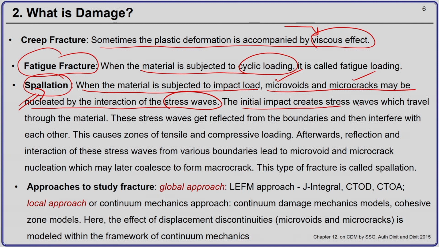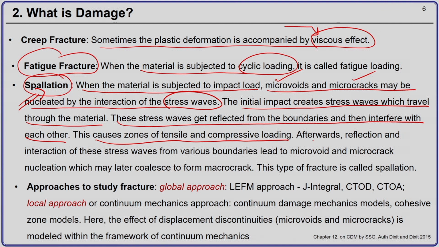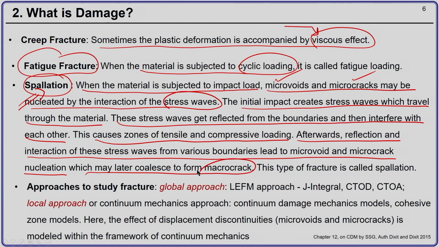So, the initial impact creates stress waves which travel through the material, and these stress waves get reflected from the boundaries and then interfere with each other. This causes zones of tensile and compressive loading, and afterwards the reflection and interaction of these waves from various boundaries lead to micro void and micro crack nucleation, which may later coalesce to form a macro crack. This kind of fracture is called spallation. So, when a body is hit by a load which is changing rapidly in time, there will be stress waves, and these stress waves will interact with each other, leading to fracture.